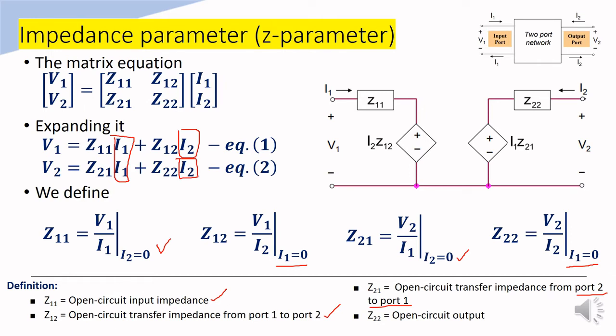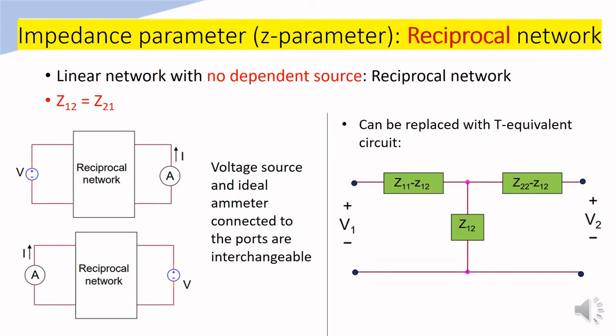It consists of the dependent voltages, whose values are the transfer impedances Z12 and Z21 at port 1 and port 2, respectively. When a two-port network consists of no dependent source, the network is a reciprocal type. For impedance parameter, when Z12 equals Z21, then we know that it represents the reciprocal network.